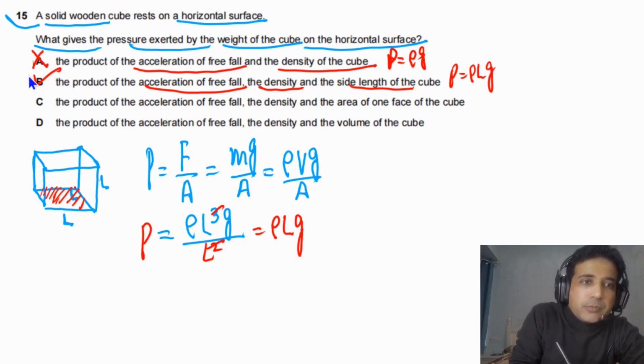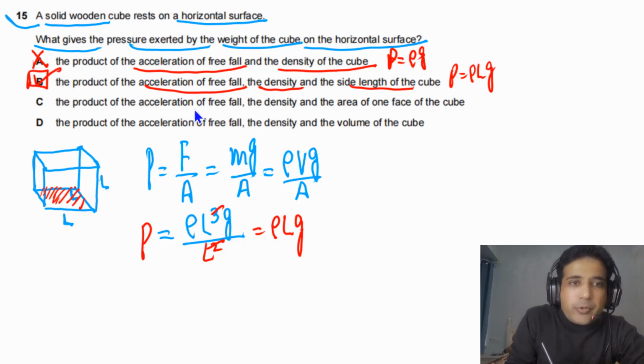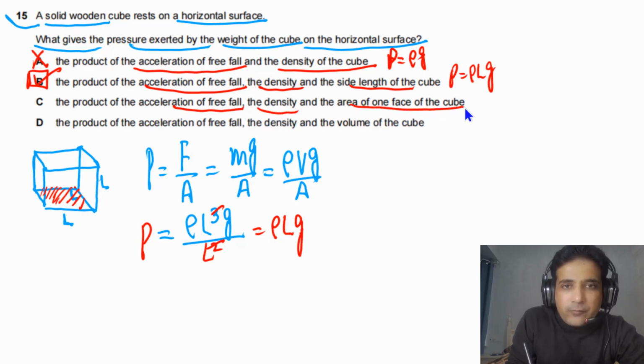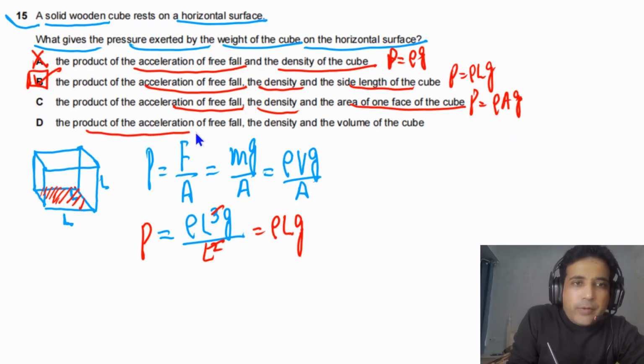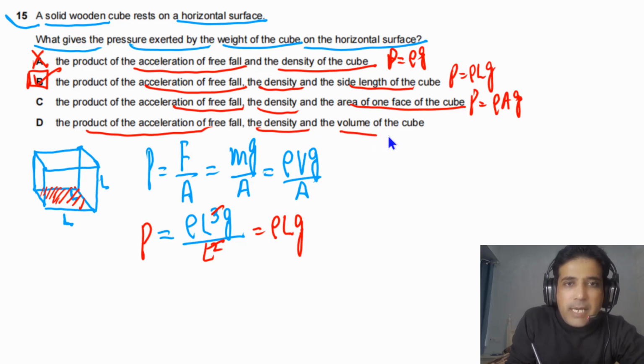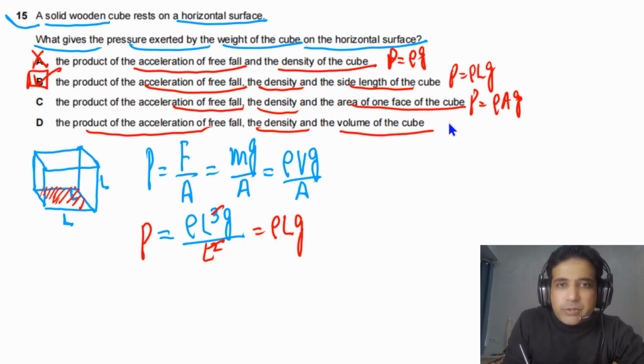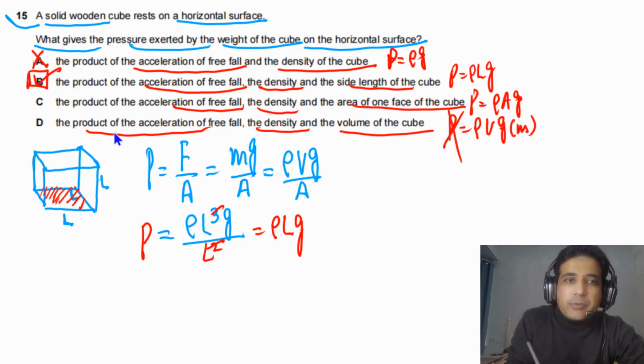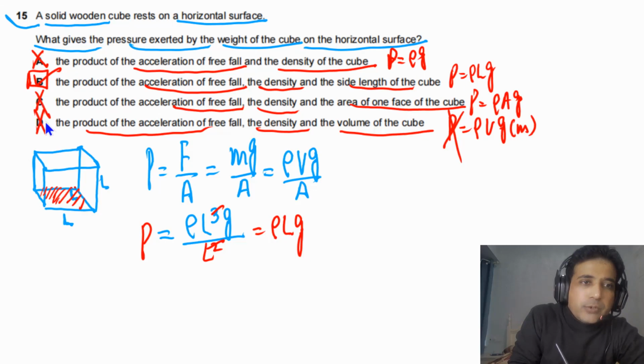So the answer for this one is B. Product of acceleration of free fall, density and area of one face of the cube. And that is not possible. Density times area times g, this is wrong. Product of acceleration of free fall, density and volume of the cube. So this is telling you P is equal to rho times V times g. Actually, this is the mass of the cube. So this is not P, this is the mass of the cube. So this is not possible. So D is wrong. This is also incorrect. So the answer for this one is B.